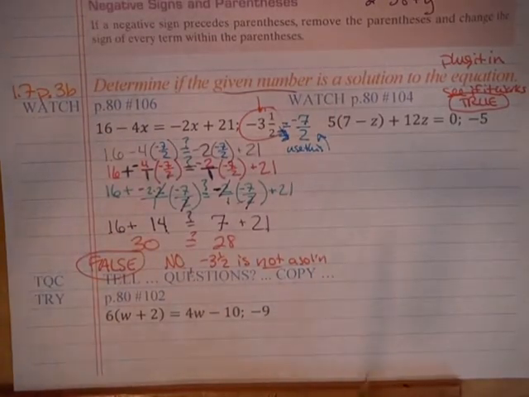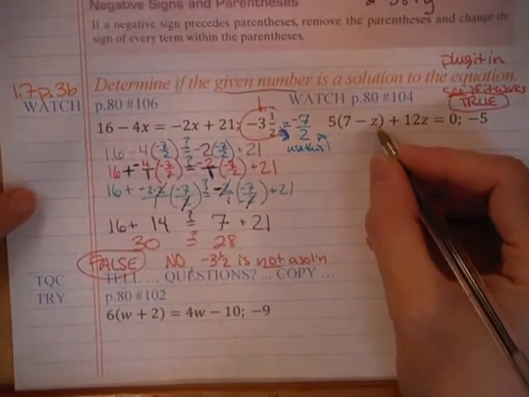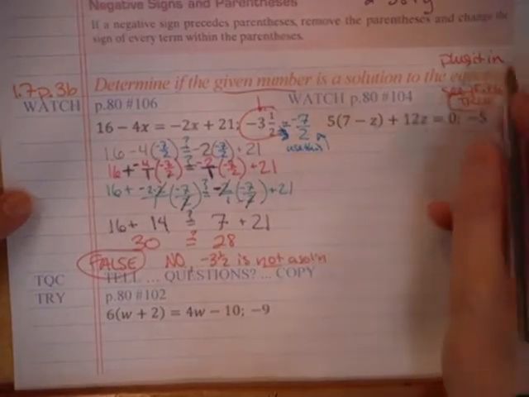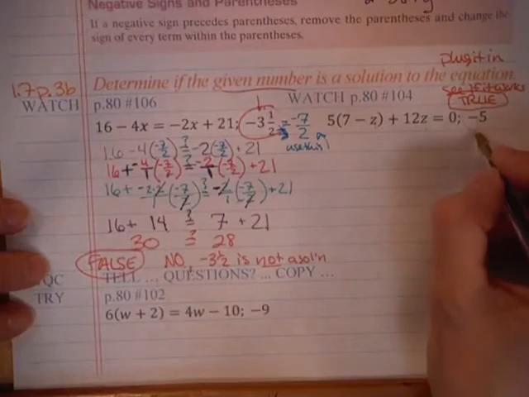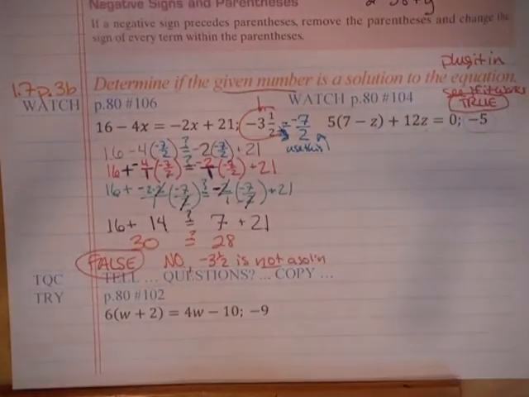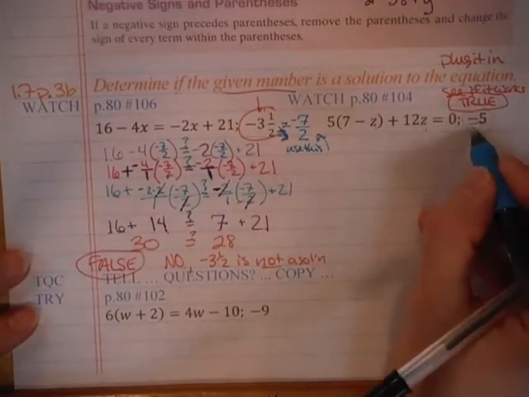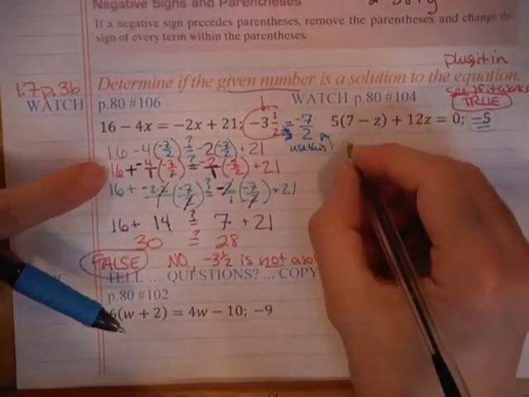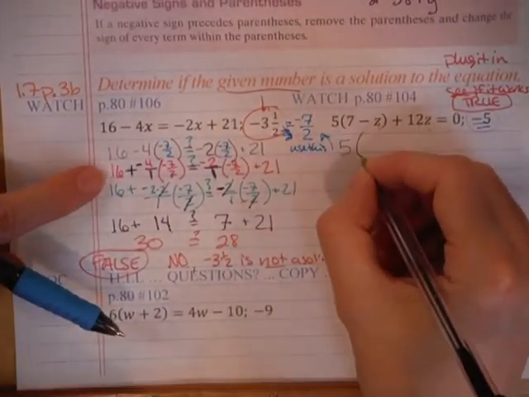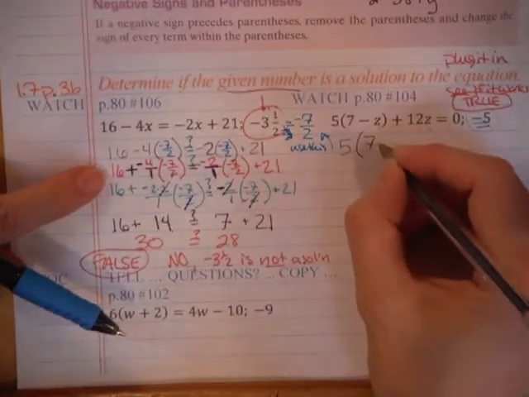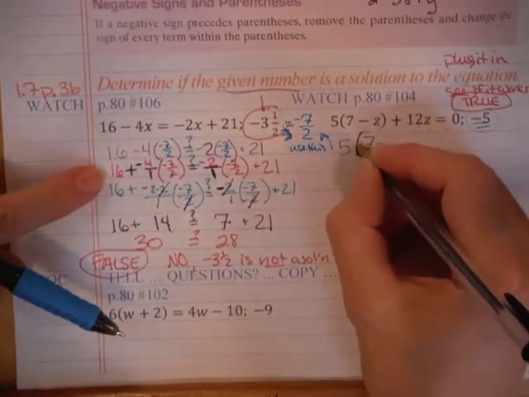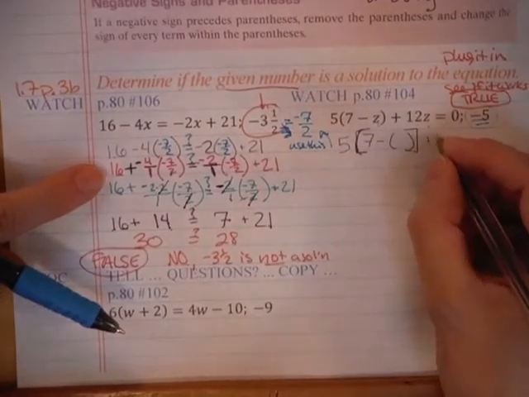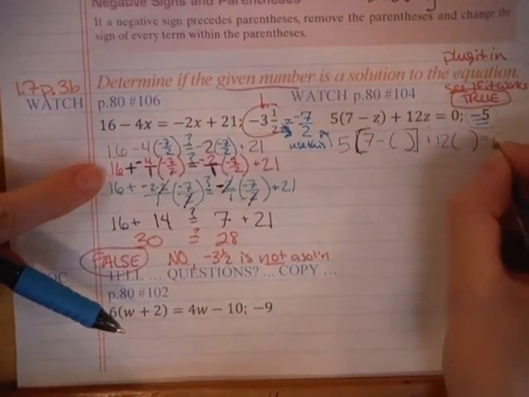Let's try this next one. 7 minus z times the quantity 7 minus z plus 12z equals 0. So we're going to take our negative 5 and plug that in here. And we're just going to use it as negative 5. No fractions involved this time. Let's see what happens. So 5 times 7 minus z, and I'll just use brackets here. So I just know I'm going to put my z value in here, plus 12 times z equals 0.